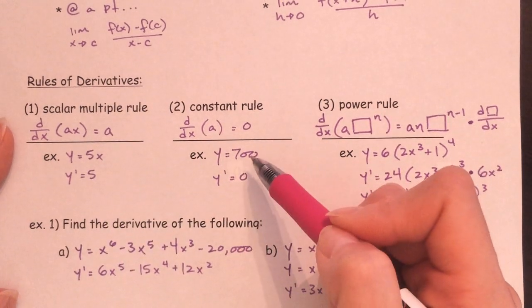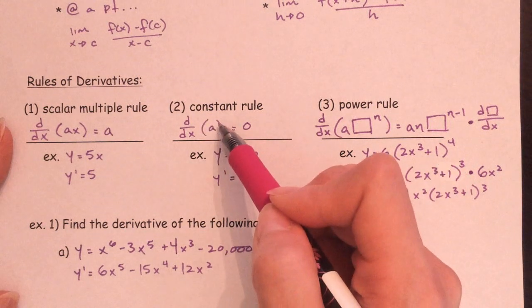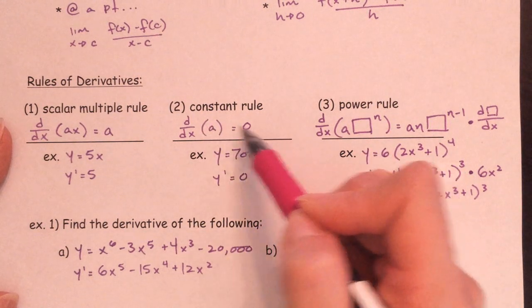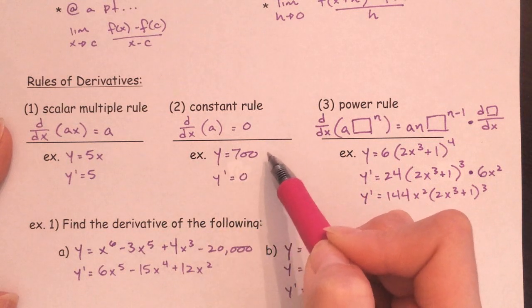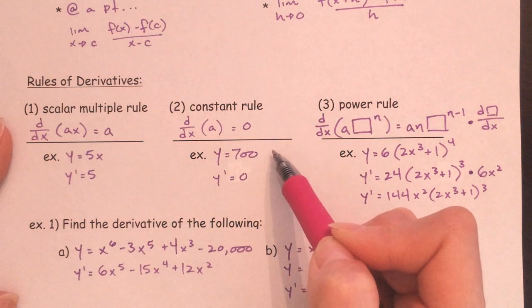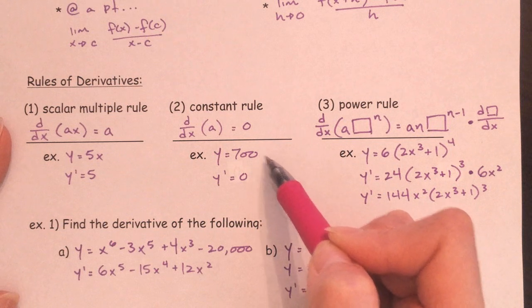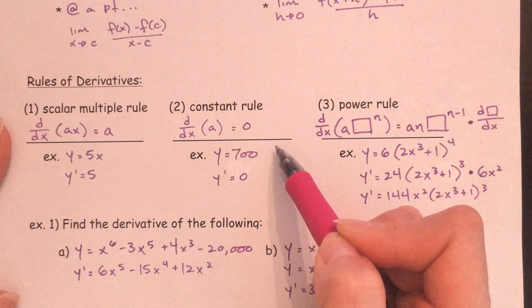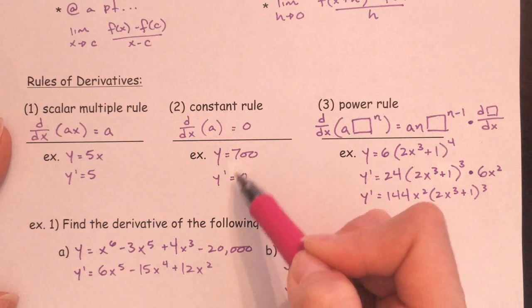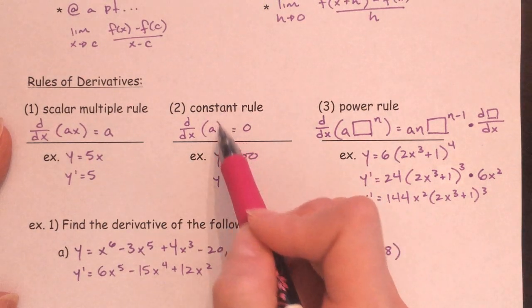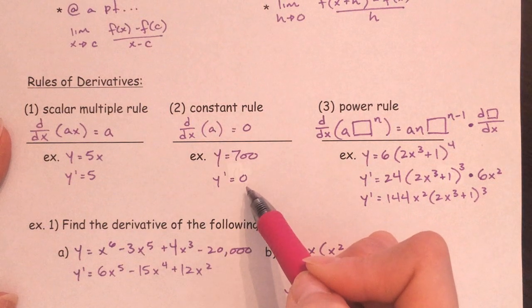The constant rule, we've talked about too. So the derivative of any constant is 0. The reason for that is because, let's say this is 700, and if we had to add an x, then you would say this is x to the power of 0. Well, if this is x to the power of 0, 0 times 700 is 0. So that's why the derivative of any constant is 0.